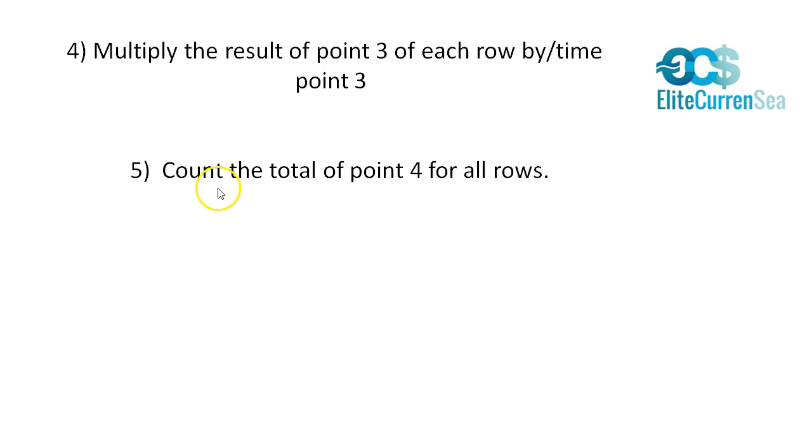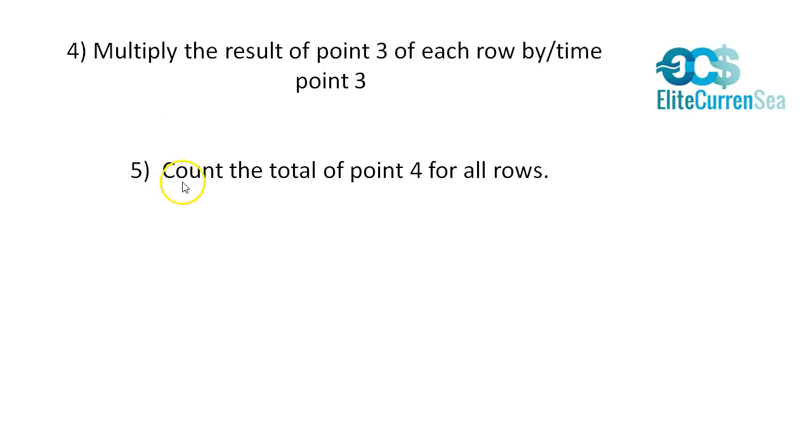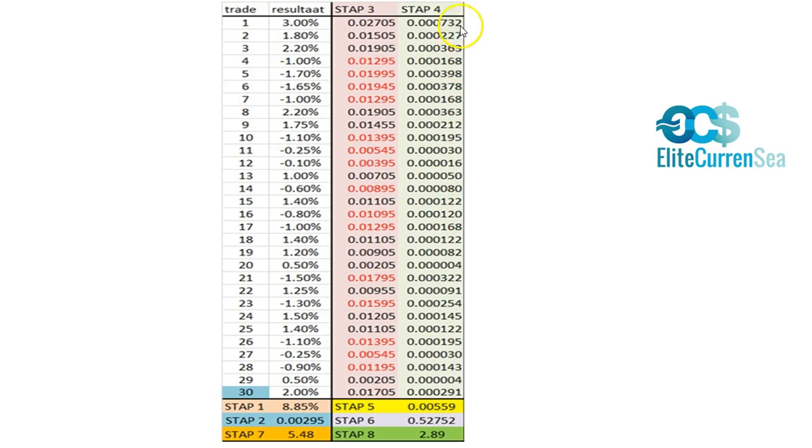In step 4, I'm multiplying the result of step 3 by step 3. So what that means is that I have these pink numbers, and I just multiply, for example, 0.02705 by 0.02705, just multiplying the same number by itself to get these green numbers. That's the outcome of multiplying step 3 with step 3. Step 5 would be to count the total of all the step 4 numbers. So I just add all those green figures up, and I get step 5, which is the total.